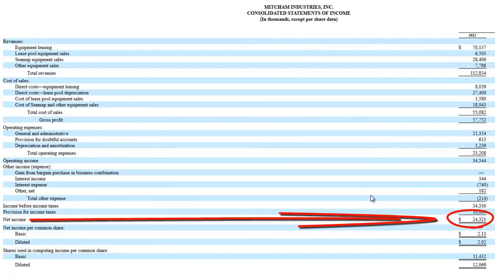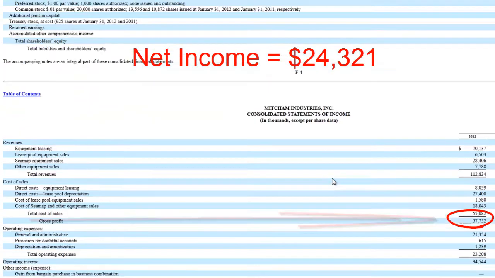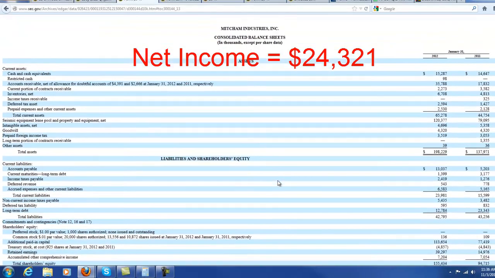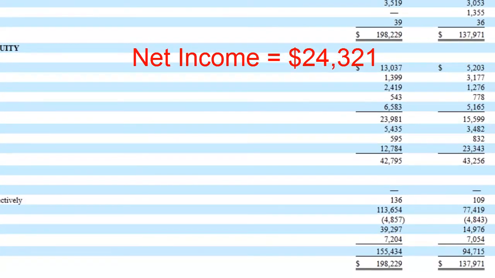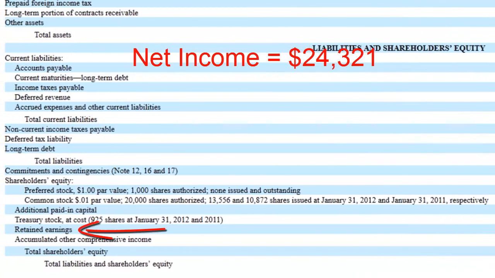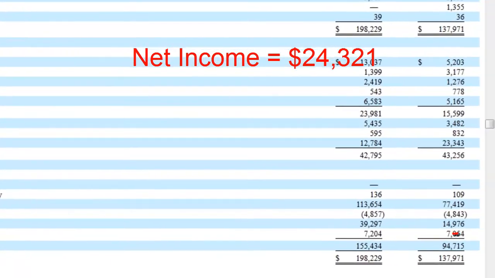So remember this number, 24.3 million of net income. And let me show you. If we go to the balance sheet, on the bottom, you see two numbers, and they represent retained earnings. As you can see, retained earnings increased from 14.9 million in 2001 to 39.2 million in 2012.